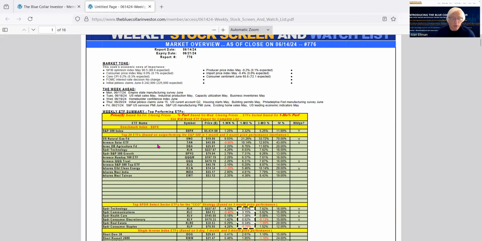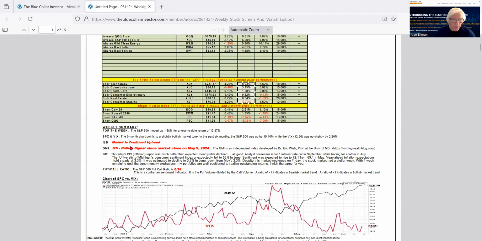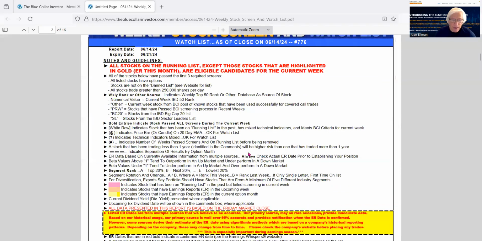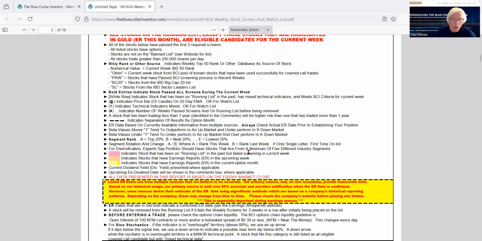It will summarize the midweek ETF report, which we're going to be showing you shortly, and give you the market tone, a market assessment of Investors Business Daily, Dr. Eric Wish's General Market Index, GMI, and BCI's evaluation of the market as it currently stands. There'll be other data here like the put-call ratio and a chart of the S&P 500 versus the VIX. Those 2 are normally inversely related. So you're going to get market information and some reviews on the first page. Now, the second page of the report is the key for the stock report.